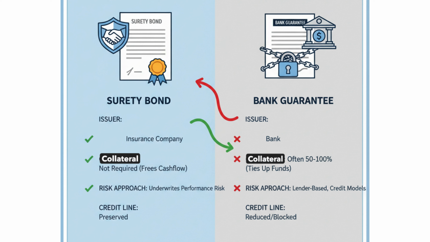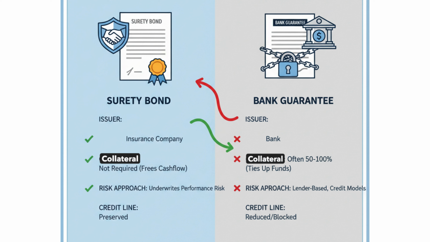Difference between surety bond and bank guarantee. While the surety bond and bank guarantee serve similar purposes as financial assurances, there are key differences. Issuer. Surety bonds are issued by insurance companies specialized in risk assessment, whereas bank guarantees are issued by banks. Collateral. Bank guarantees usually require the principal to provide collateral or margin money, which restricts the principal's liquidity.